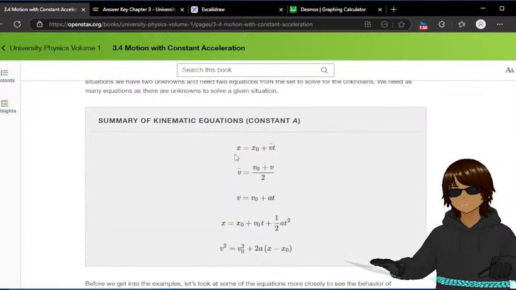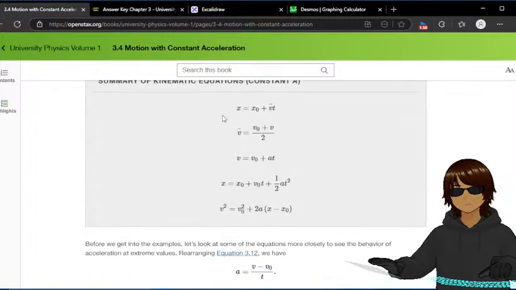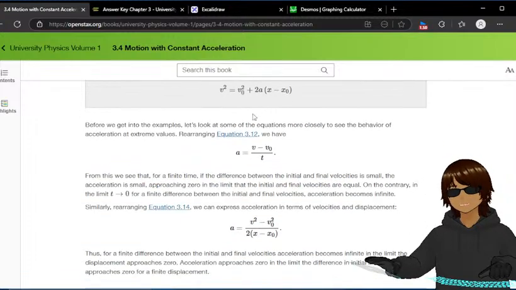Putting the equations together, we have all of these. I keep forgetting these ones so many times.